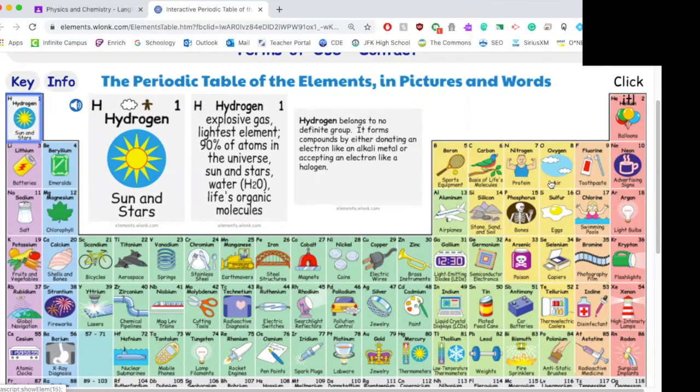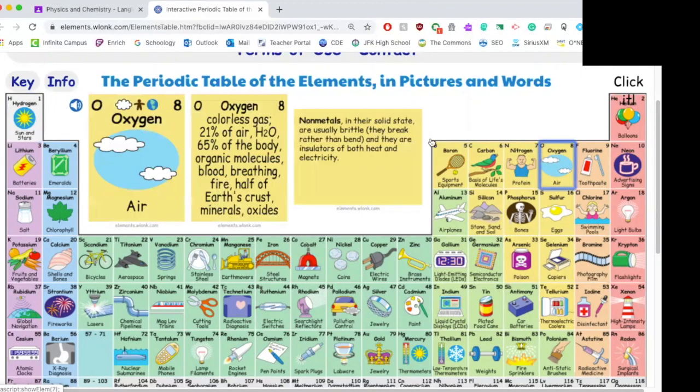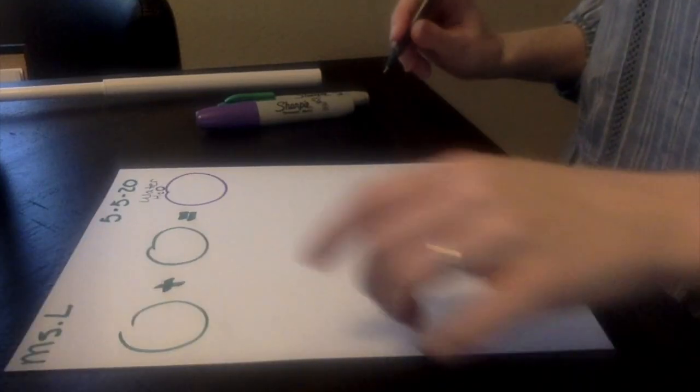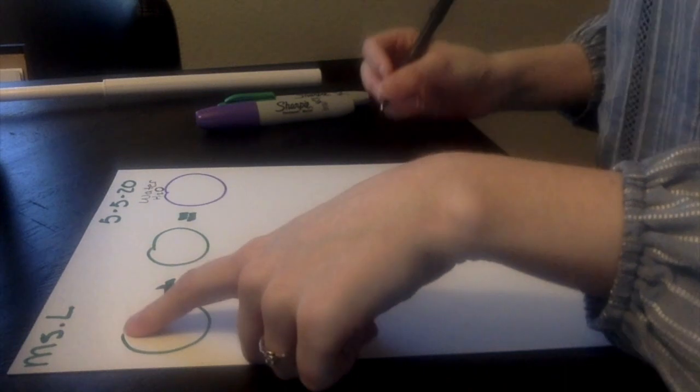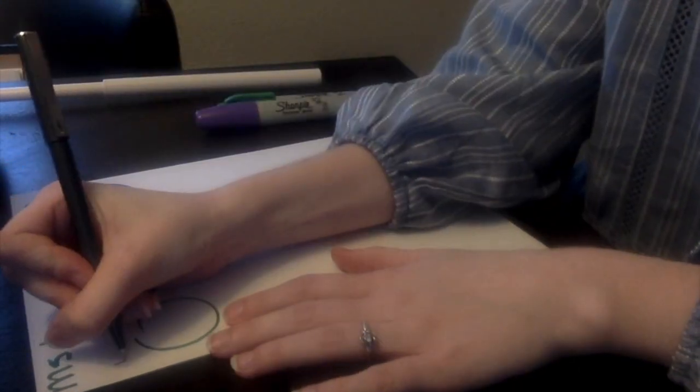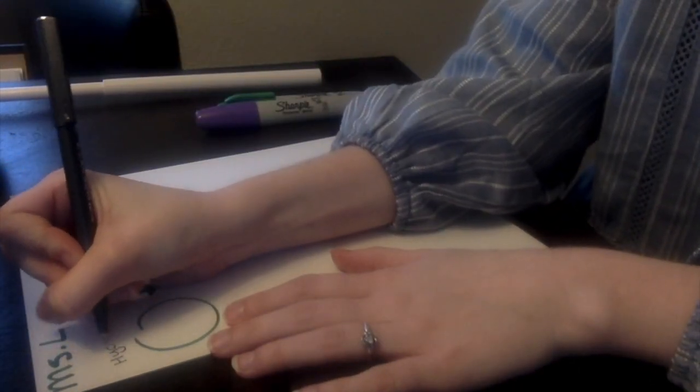Now I'm going to look for O. These letters are really small. Here it is right here. O is oxygen. Oxygen is number 8, and we find it in the air that we breathe. It's also a gas, and it's really good for us. We need it to breathe. All right, I found that H is hydrogen. So one of the things that makes up water is hydrogen.